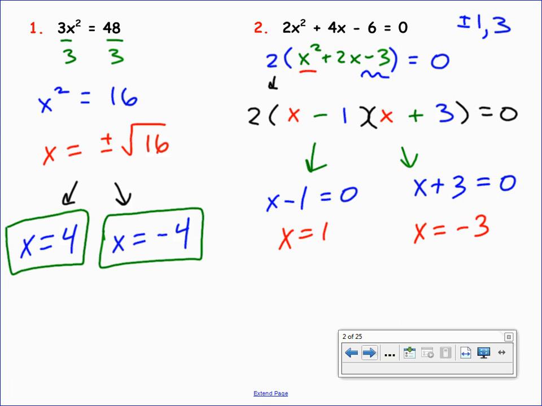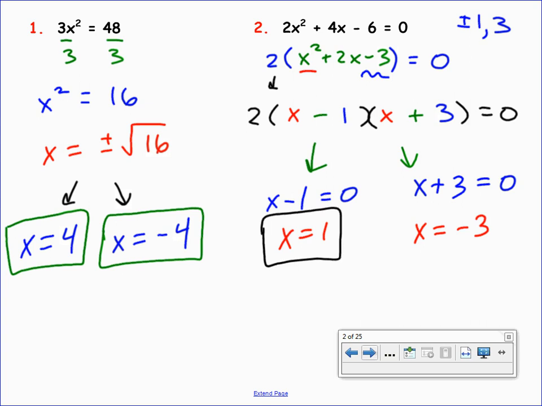Raise your hand if you had x equals 1 and x equals negative 3 already. You did. Oh, good job. Okay. Nice work. So we can always check those in the original. I can plug in 1 and say 1 squared is 1 times 2 is 2, plus 4 times 1 is 4, 2 plus 4 is 6, 6 minus 6, that equals 0.